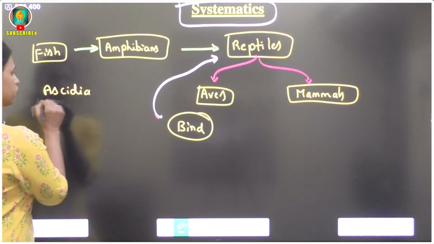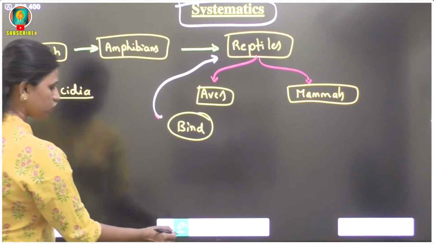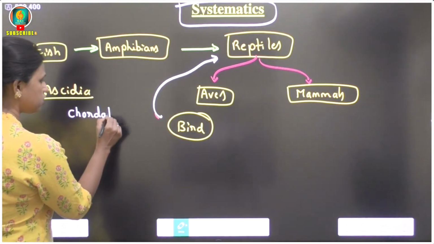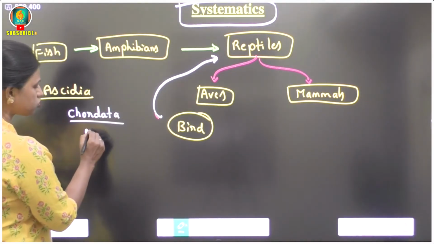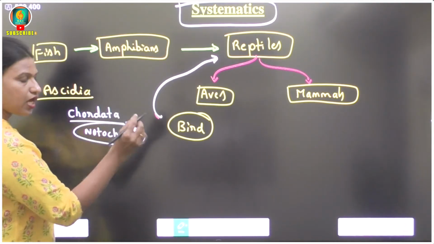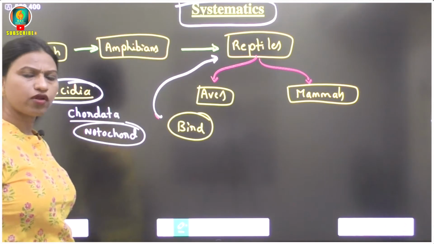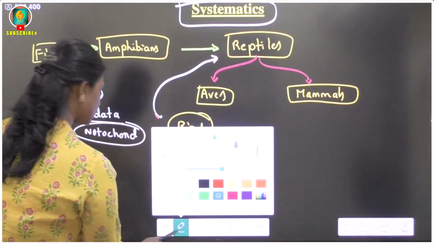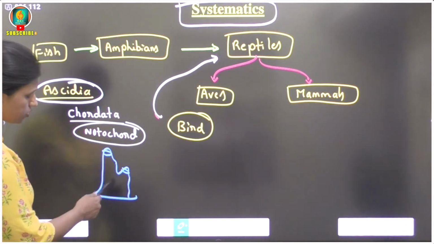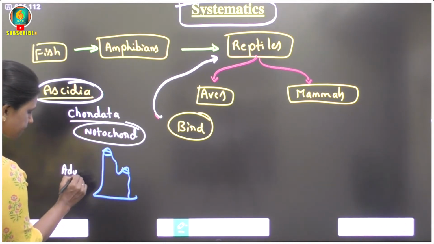Ascidia. So, we say that whenever we are considering an organism as a chordata, that organism should have a notochord, a solid rod-like structure. It should be present. But this Ascidia does not have that solid rod-like structure. This Ascidia is something like this.